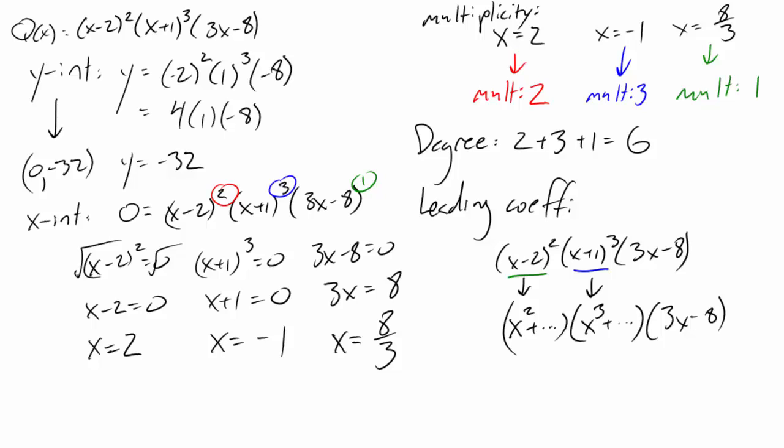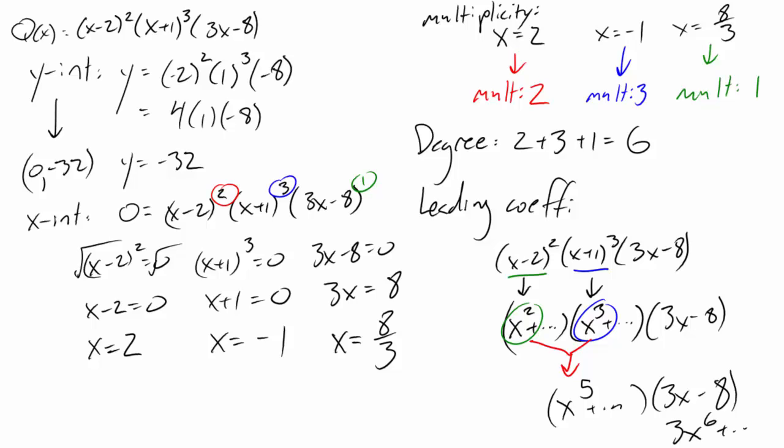All right, so now if we take the x squared from the first set of parentheses and multiply it by the x cubed in the second set of parentheses, those two together would give us an x to the fifth, plus a bunch of other stuff that we would then multiply by the 3x minus 8. If we multiply those together, we wind up with 3x to the sixth plus a bunch of other things. That tells us our leading coefficient is going to be the number that was in front, which is our 3. So we have a positive 3 for our leading coefficient.